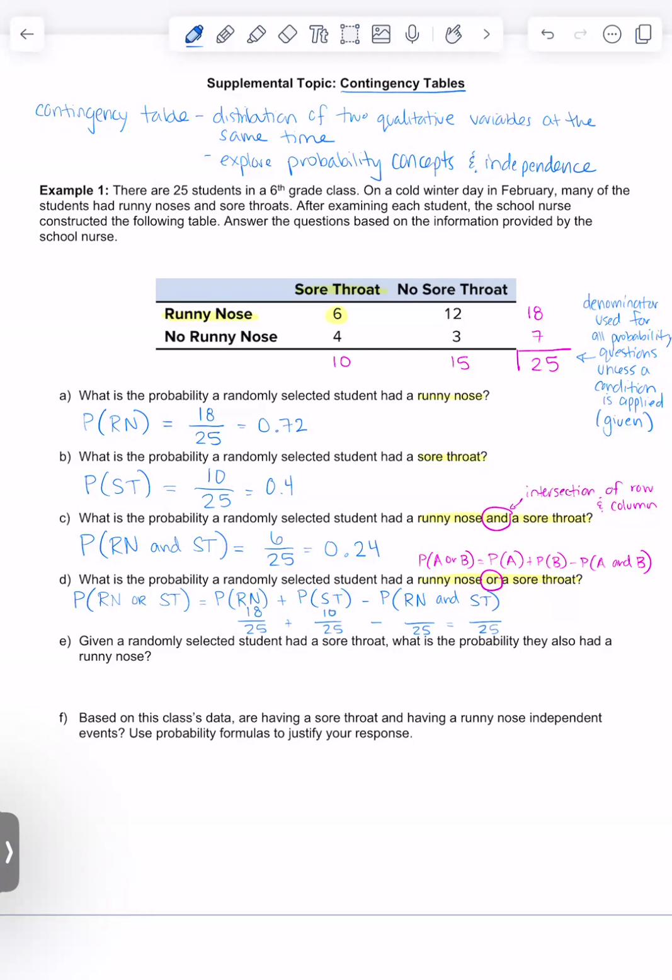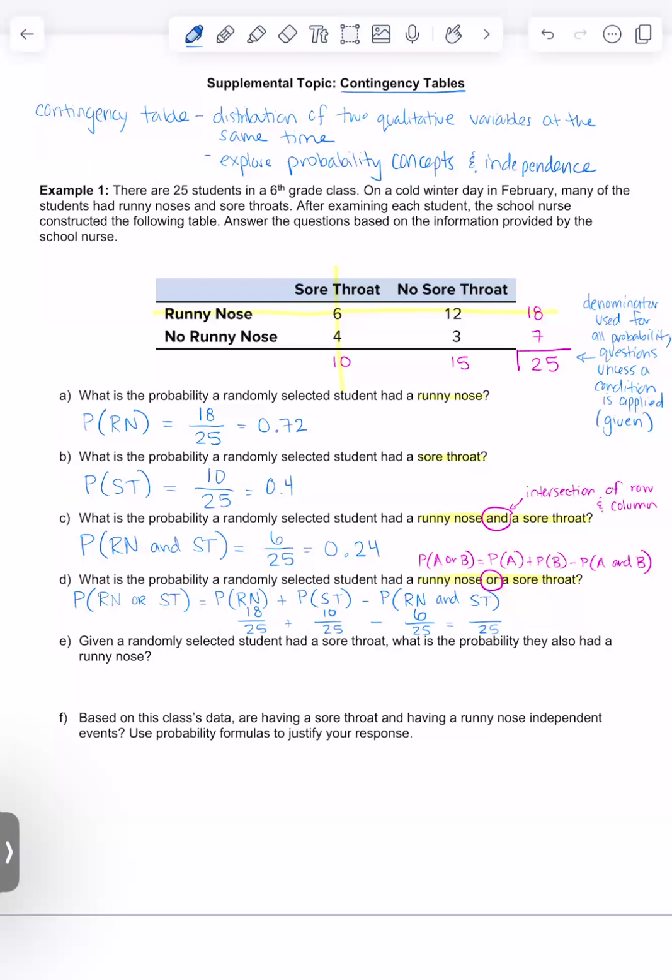And I want to go up to the picture just quickly and illustrate something for you. Just take a look at what I'm about to show you. We've got all the students that are 18 that had a runny nose. We've got those 10 students who had a sore throat. And if you saw me highlight through both of the column and row, I just highlighted the 6 students who have a runny nose and a sore throat twice. Okay, I literally just counted them twice. And that's not okay. They're only appearing in this table one time. So I do have to go down here to my formula and subtract 6 over 25 students.